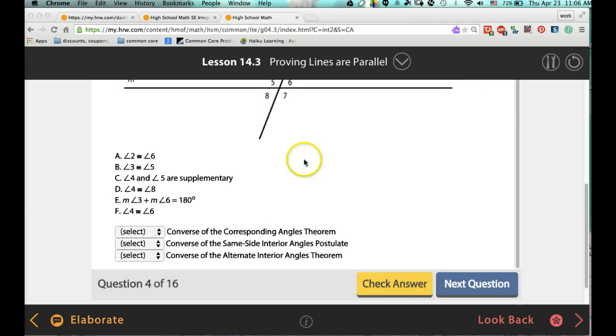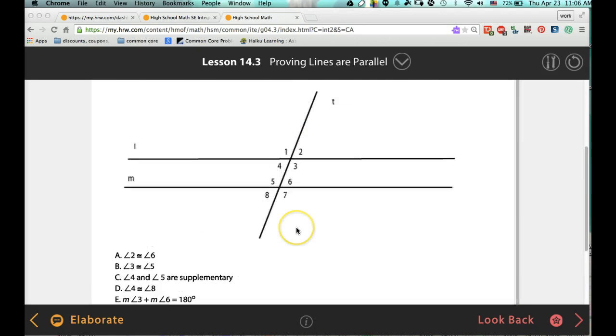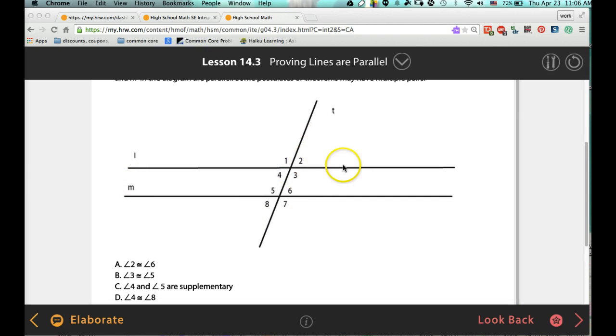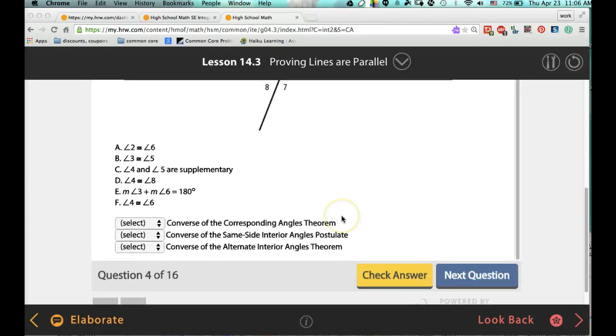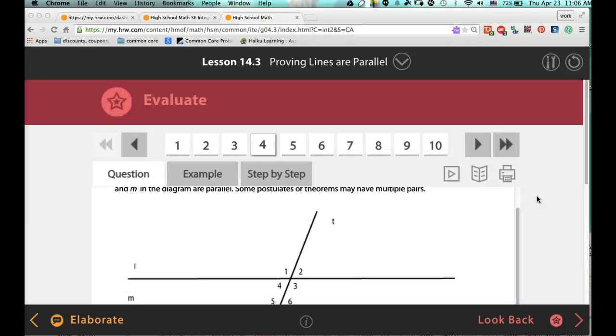Ooh, there's way more. Angle 4 and 8. So 4 and 8 are corresponding angles again. 3 and 6 are same side interior angles again. They add up to be 180. Angle 4 and 6 are alternate interior angles. But all of them are going to go ahead and prove that the two lines are parallel to each other. But we gotta remember to use the word converse. So as you can see, the converse of is all here, okay? So you can go ahead and put in the correct letter in this section. All right, so now we are done with question number 4.